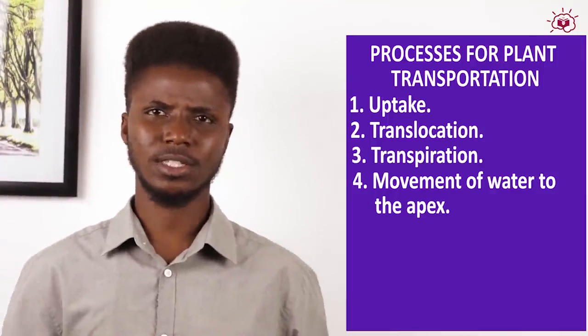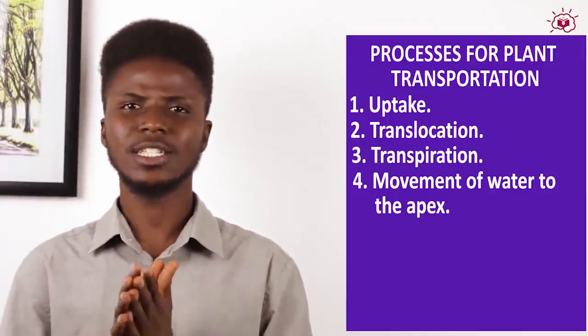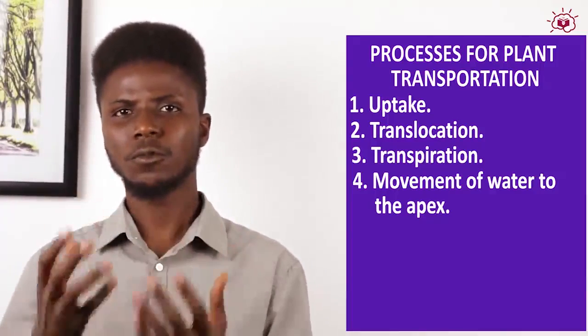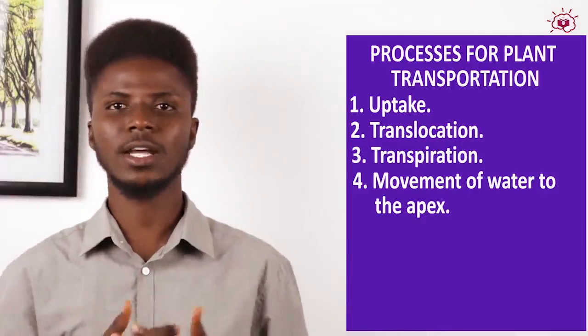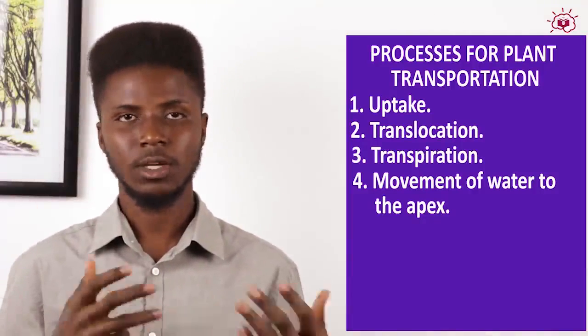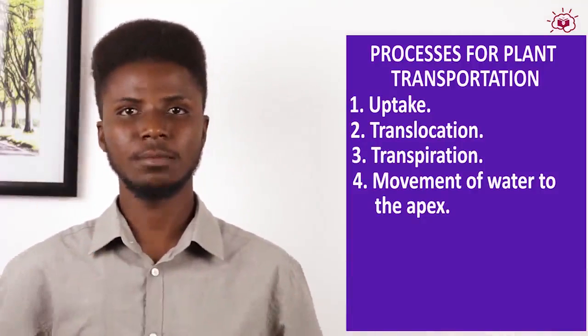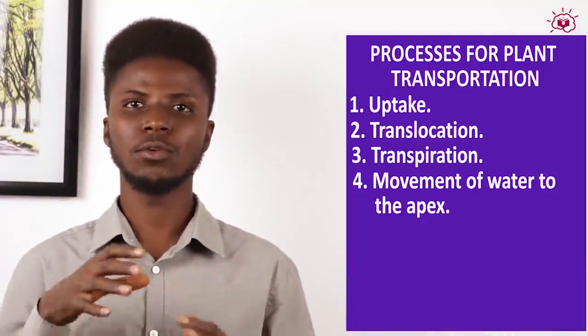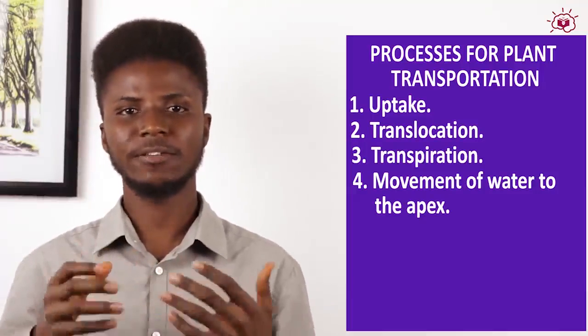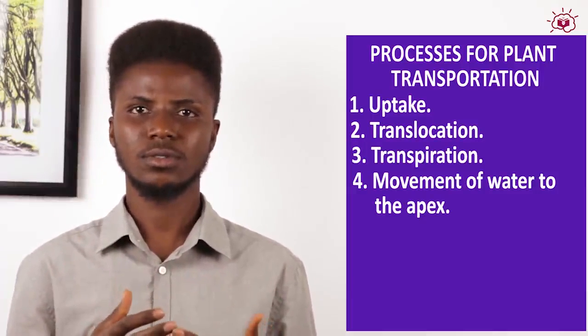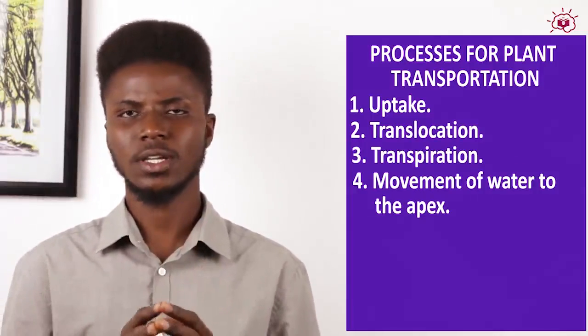Now let's talk about translocation. Translocation is the movement of food substances, that's the products of photosynthesis, and other synthetic products of the plant, like proteins, like vitamins, like oils. They have to be moved to other parts of the plant, and this is made possible by the phloem tissues.